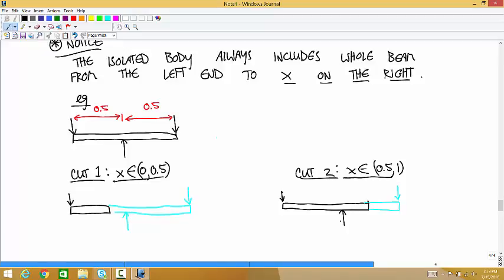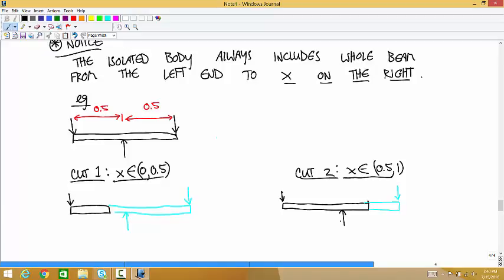That's because this range is only talking about where the right end is. That x value only represents where the right end is. You're isolating the whole thing, okay? You're going all the way from the left end to an x value that's within this range.